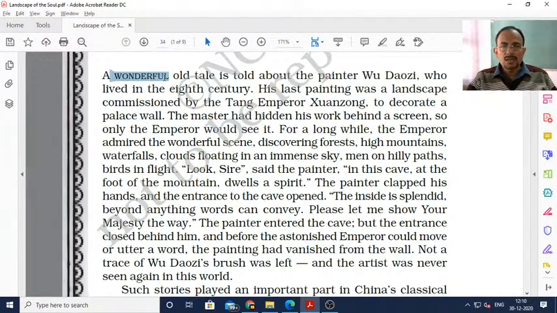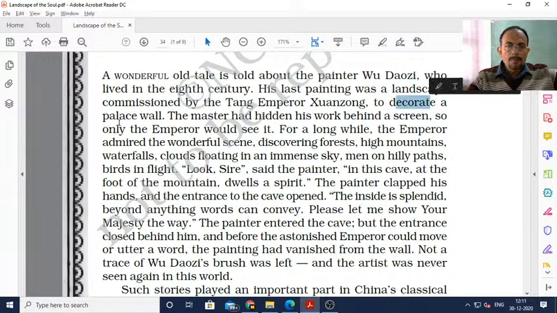A wonderful old tale is told about the painter Wu Daoji, who lived in the 8th century. He is a Chinese painter who lived in the 8th century. His last painting was a landscape commissioned by the Tang Emperor Xuanzong to decorate a palace wall. It was the last painting of the painter Wu Daoji, and he decorated a palace wall.